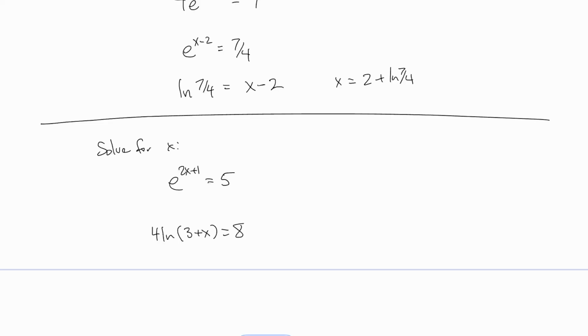Everybody's feeling good about these. Looks like everybody's feeling good with those. This first one, I would say, immediately you can write this logarithmically. ln 5 equals 2x plus 1. And then solve that for x. Subtract 1 and then divide by 2. I think it's going to say like that, right? Are you feeling it?